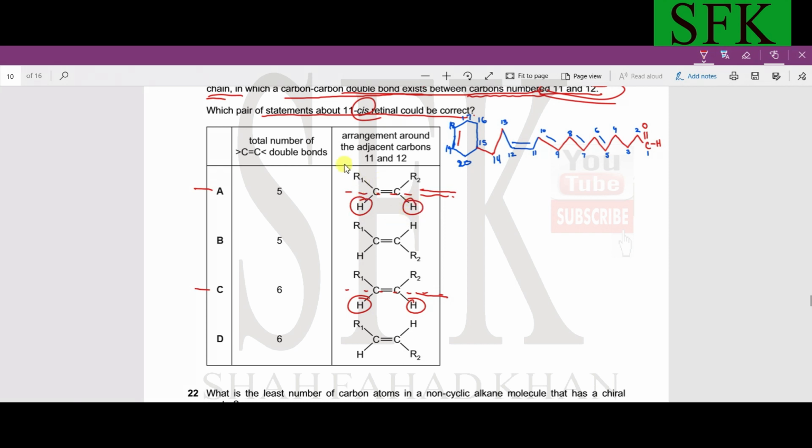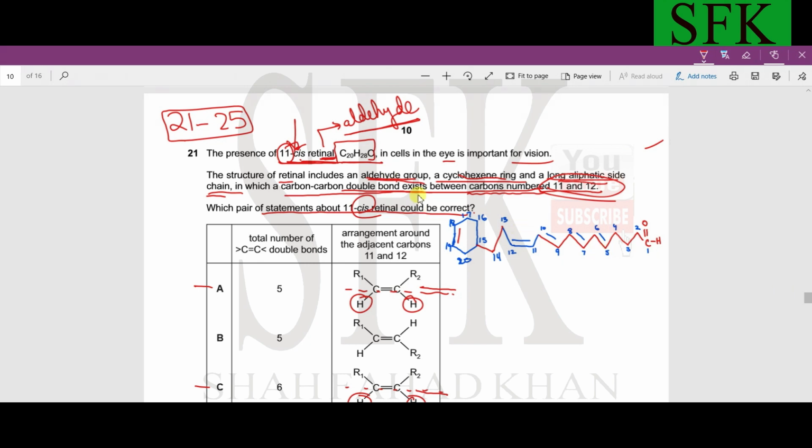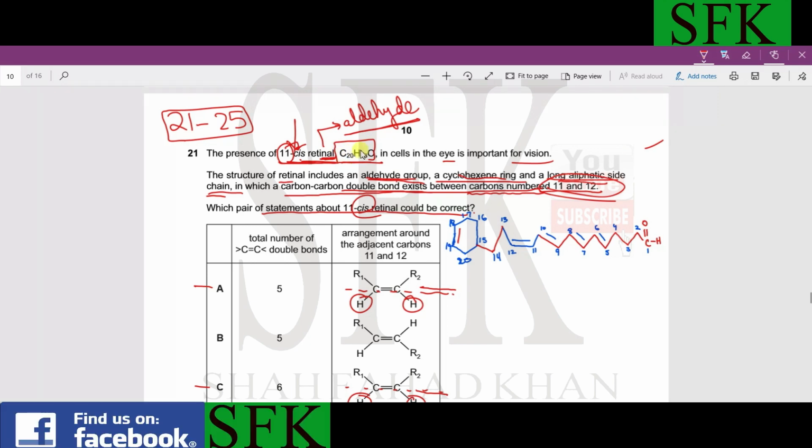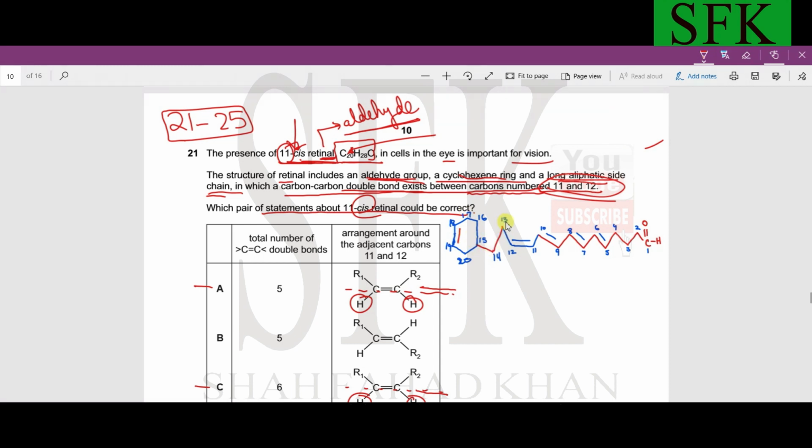Now we have to check out the remaining information that's given in the question. It says a cyclohexene ring. So let's draw out a cyclohexene ring that I've drawn over here. Then they said that there are 20 carbon atoms. So let's try filling out the 20 carbon atoms. 6 carbon atoms have been taken care of. What about the remaining 14 carbon atoms? So just draw a long aliphatic side chain.